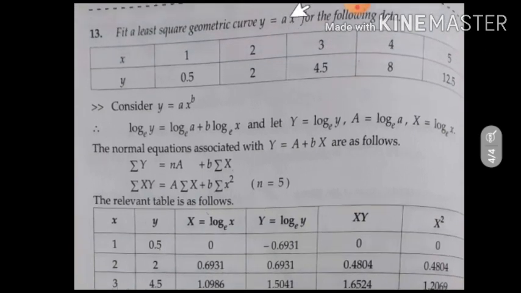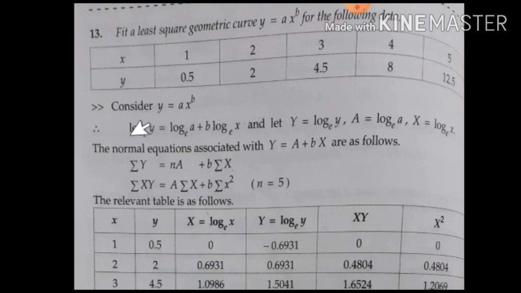y equal to a into x to the power of b. So they will ask you to fit a least squares curve for this geometric curve for the given data. So consider y equal to a into x to the power of b. I need to obtain the normal equation for this curve also, but since it is in a power form, convert the power form into an equation of straight line form, a linear equation. So we take log on both sides: log y equals log a plus b into log x.